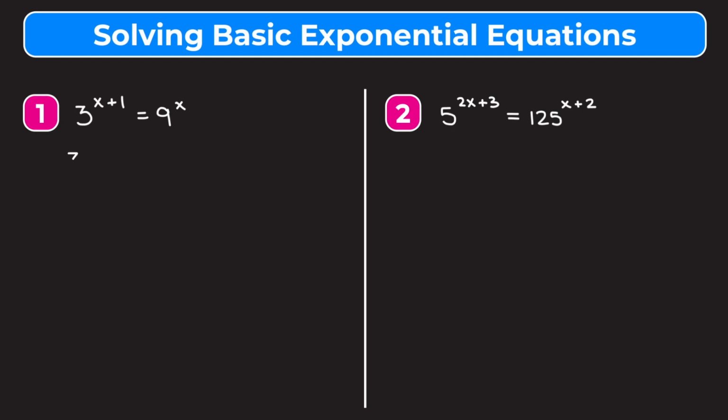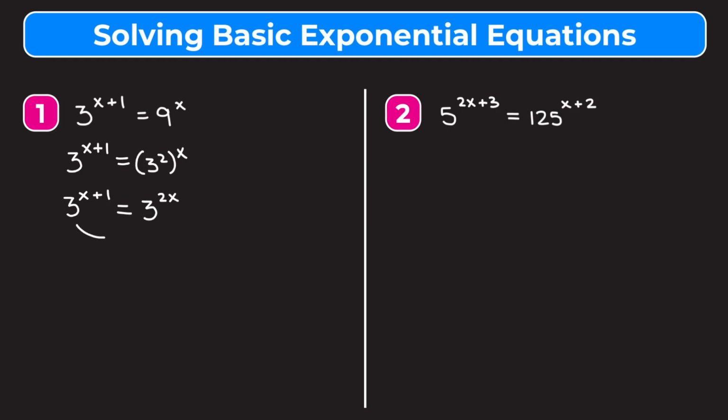And it's going to be easier to write 9 as some power of 3, and I'll show you guys how to do that. So we're going to keep 3 to the x plus 1 as it is, and we're going to rewrite 9 as 3 squared, because 3 squared is equal to 9. And now what we're going to do is simplify the exponents on the right side of our equation. So remember that when we're raising a power to a power, we're going to multiply the exponents. So 2 times x is 2x. So we get 3 to the 2x.